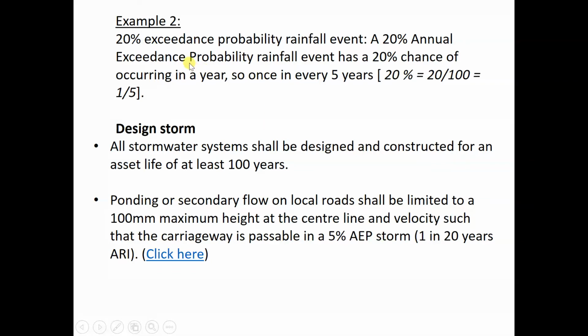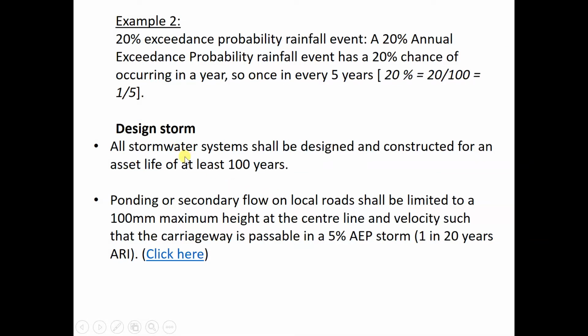Similarly, 20% AEP becomes 20 divided by 100, equal to 1 in 5. That means 20% AEP means that there will be a 1 in 5 years chance of happening.